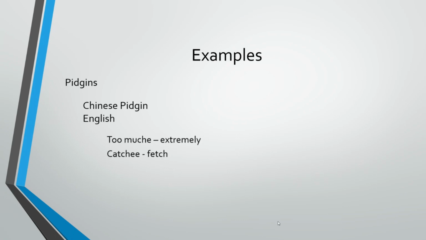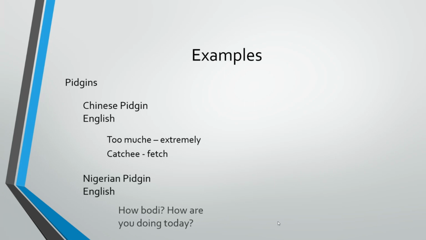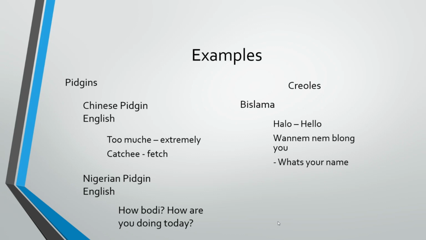Some examples of pidgins and creoles are Chinese Pidgin English. For example, too much shi, meaning extremely, kutshi, meaning fetch. Nigerian Pidgin English, aubode, meaning how are you doing today? Creoles: Bislama, alo, meaning hello, wanem nem blong yu, meaning what's your name? In Singlish, shiok, meaning great.